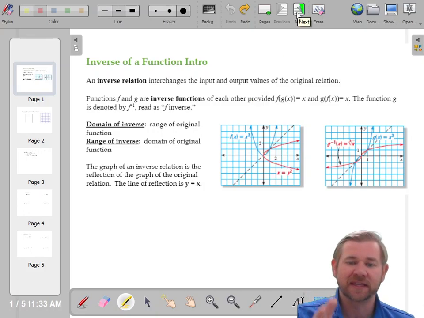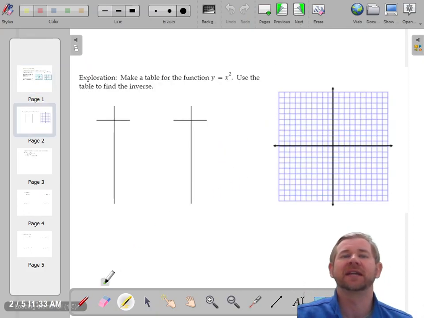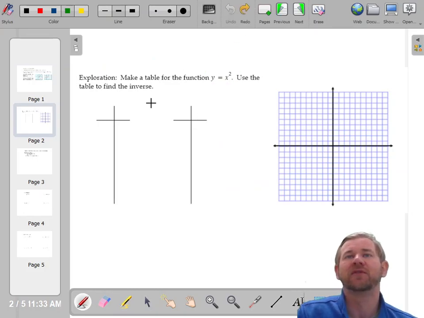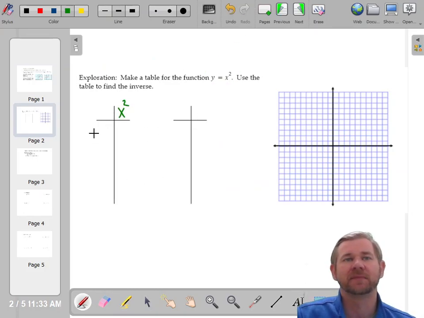We're not going to do as much graphing yet. Right now, I want to do one just to kind of give you the idea. It says, make a table for y equals x squared. And I'm just going to pick some easy numbers for x.